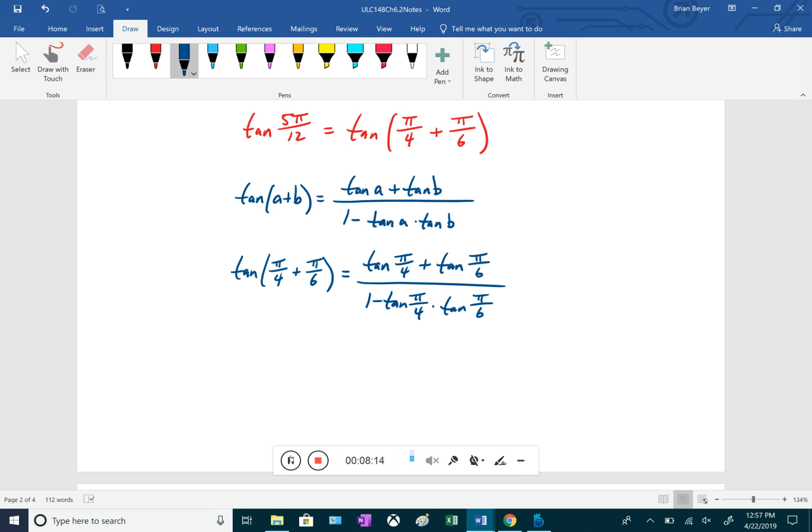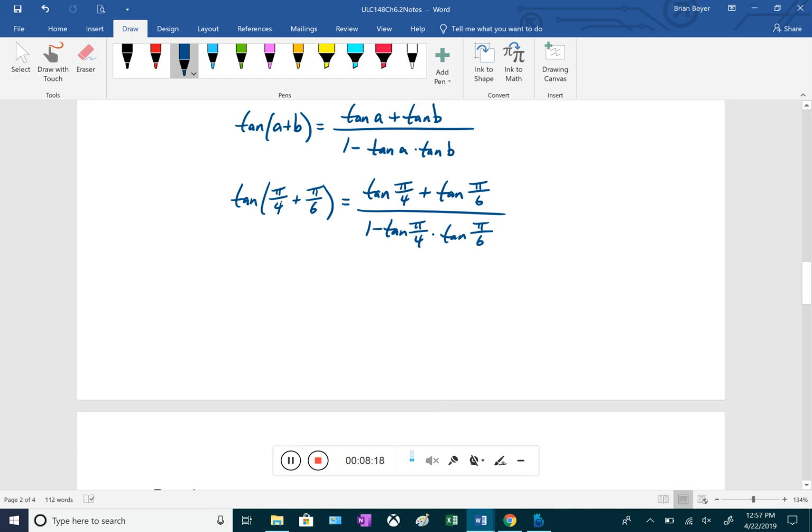So these are all reference angles that are on our table, or hopefully we start to memorize these. So we can just plug everything in. Tangent of pi over 4 is 1. Tangent of pi over 6 is radical 3 over 3. And that's going to be over 1 minus 1 times radical 3 over 3. Okay, so just plugging in for everything. And now we just have to simplify this.